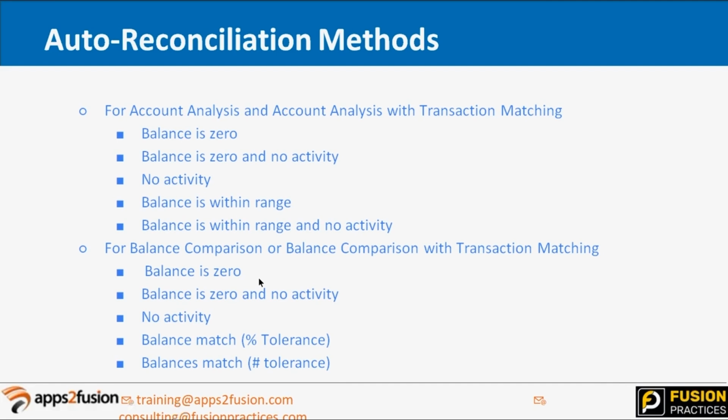Next is balance within the range and no activity. This also has a set of conditions: the prior reconciliation must exist and the status of that reconciliation must be complete. The reconciliation format must be the same as the current reconciliation format. Here too you can set the balance range high or low. The source system balance must be greater than or equal to balance range low, and the source system balance must be less than or equal to balance range high.